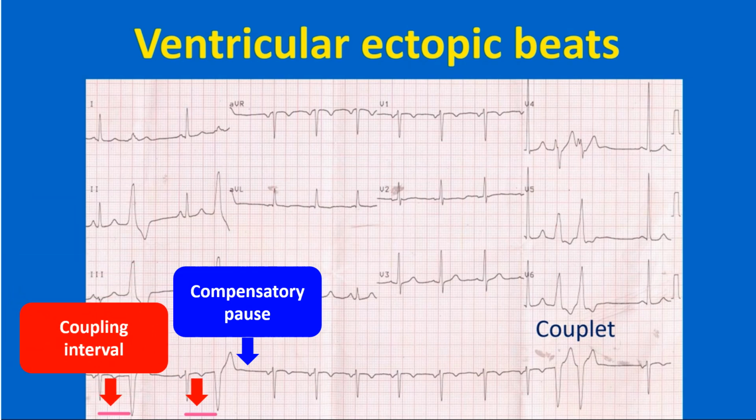The couplet occurs at a cycle length of 400 milliseconds. If this progresses to a ventricular tachycardia, the expected rate will be 150 per minute. The two beats in the couplet do not have identical morphology in all leads. Have a look at leads V4 to V6. This may indicate either different foci of origin or different conduction paths in the ventricle. Moreover, the inter-ectopic interval is shorter than the coupling interval of the VPCs.